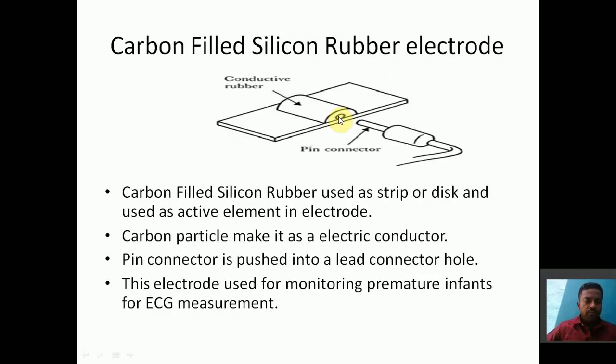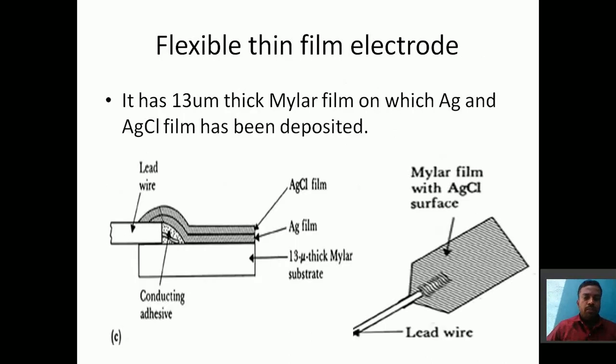This electrode is used for monitoring ECG in infants. A very soft electrode, mainly designed for small babies, that is, infants. So this is a carbon filled silicone rubber electrode. Next one, the flexible thin film electrode. It has a 13 micrometer thick Mylar film, on which a silver or silver chloride film is deposited.